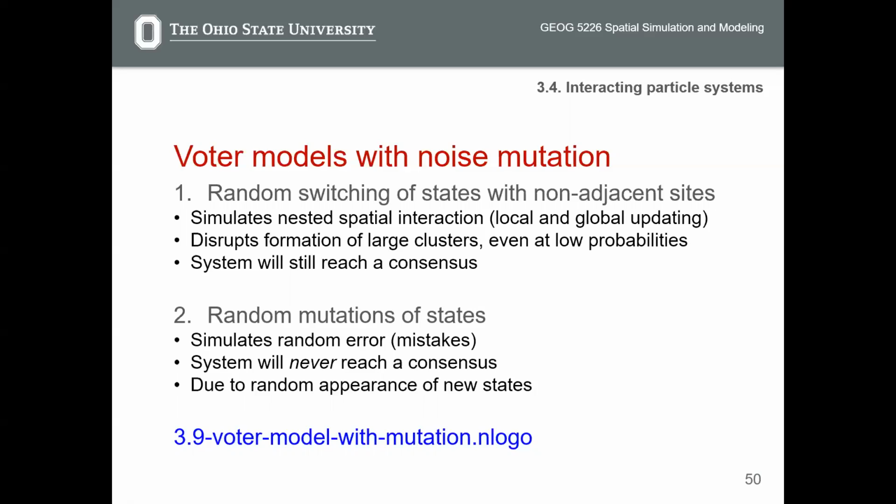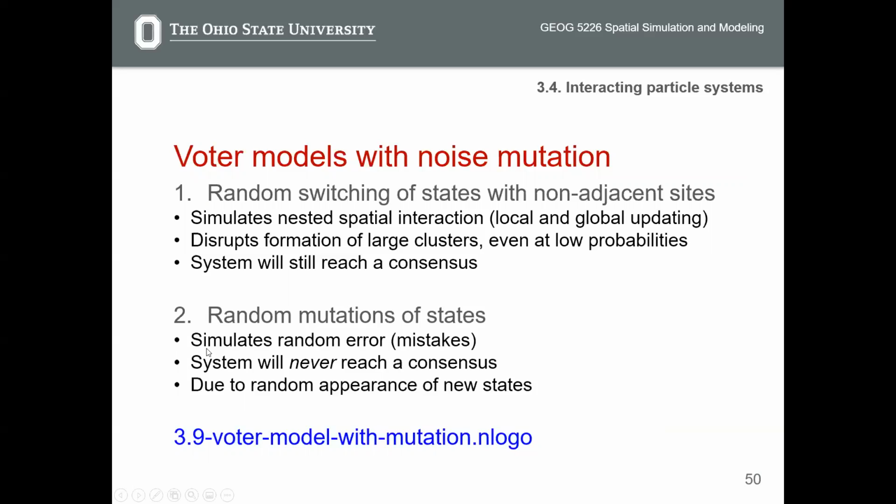Because the cell you chose as the first one could be in the center of a cluster, and another one could be very far away from the cluster with a different state. When you switch the states of them, there is disruption in the center of this cluster, and that disruption could spread out. But eventually the system will still reach a consensus. One state will win. Another method to add noise is called random mutations of states.